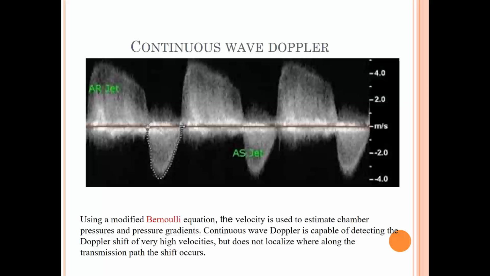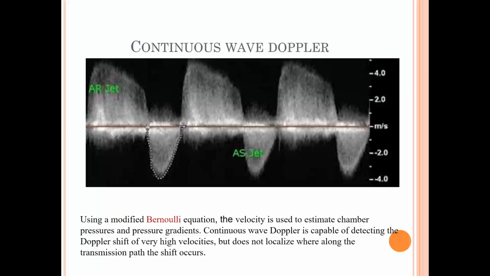If we have stenotic valves, I mean we have high velocities, then we cannot continue using the pulsed wave Doppler, but we have to shift to the continuous wave Doppler. And this is the wave, the one just below the baseline. This is the aortic stenosis systolic flow, and the one above the baseline is the aortic regurgitation diastolic flow.